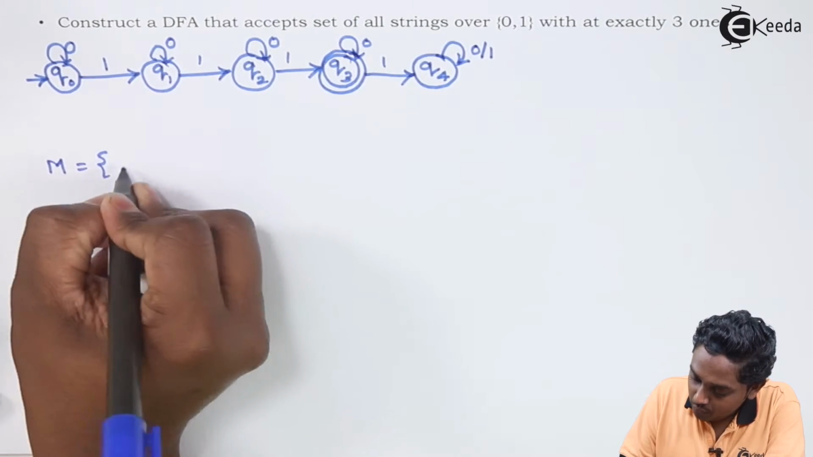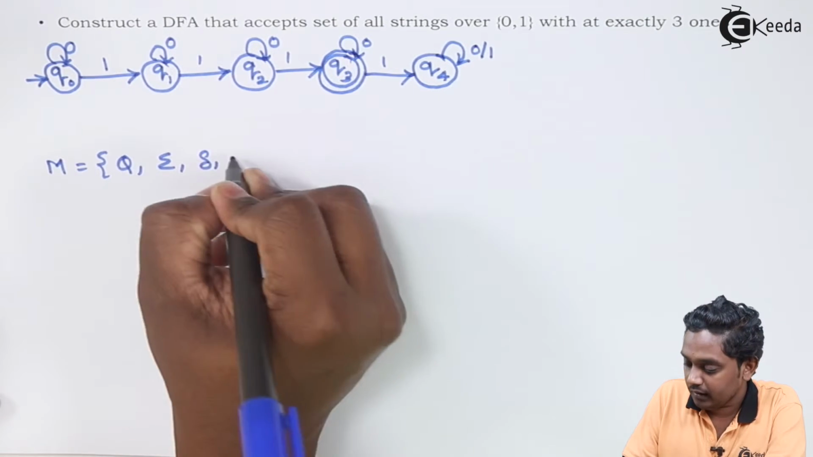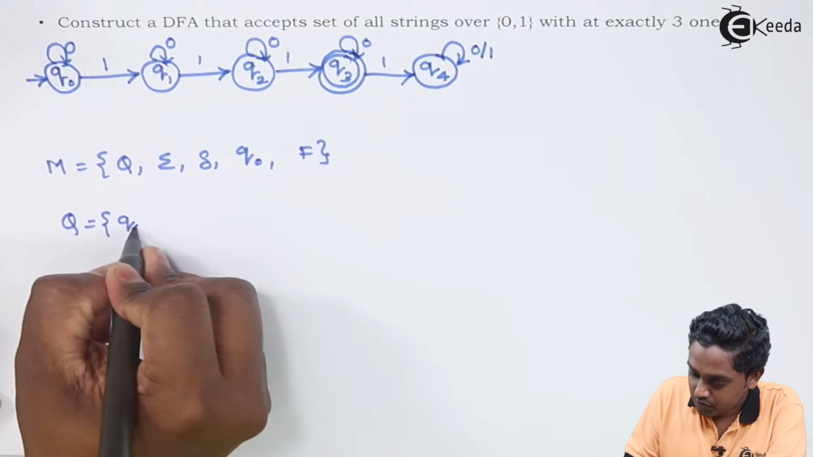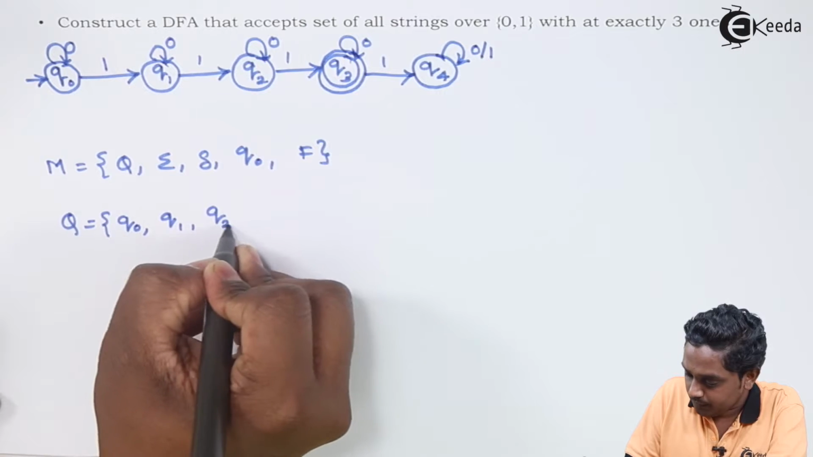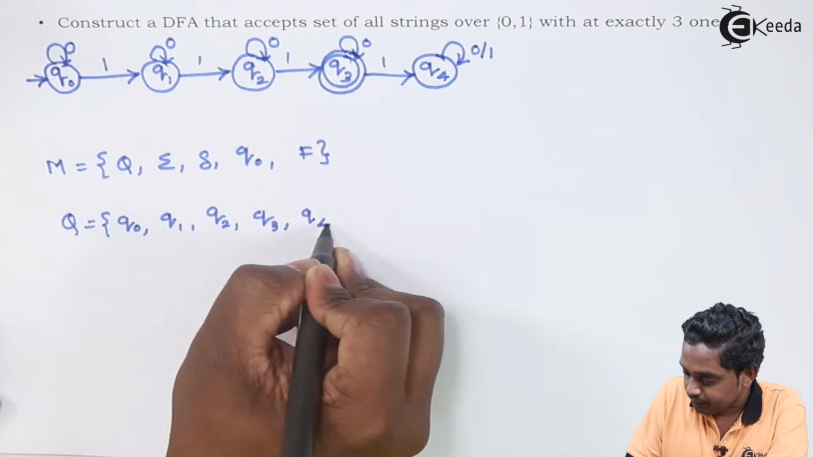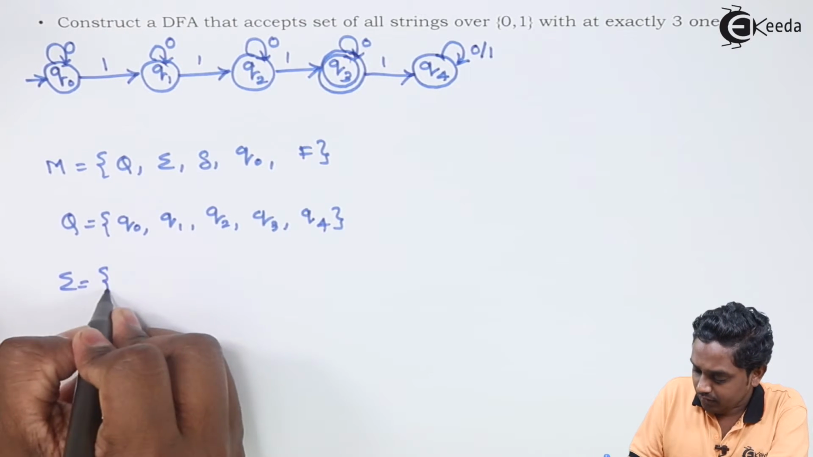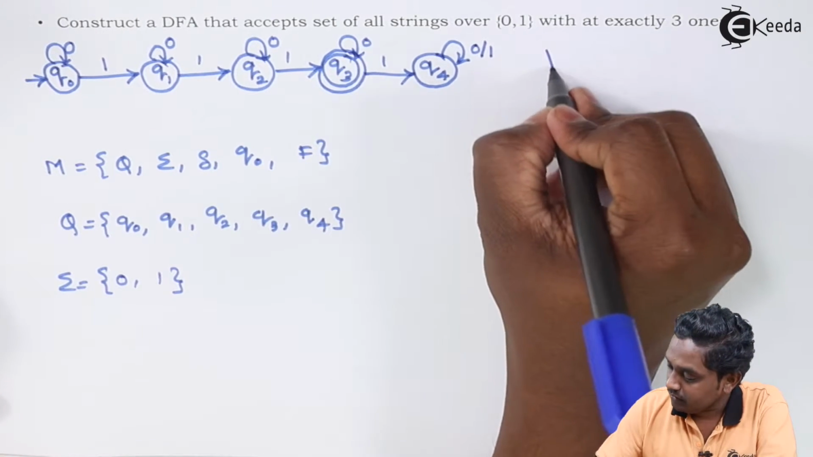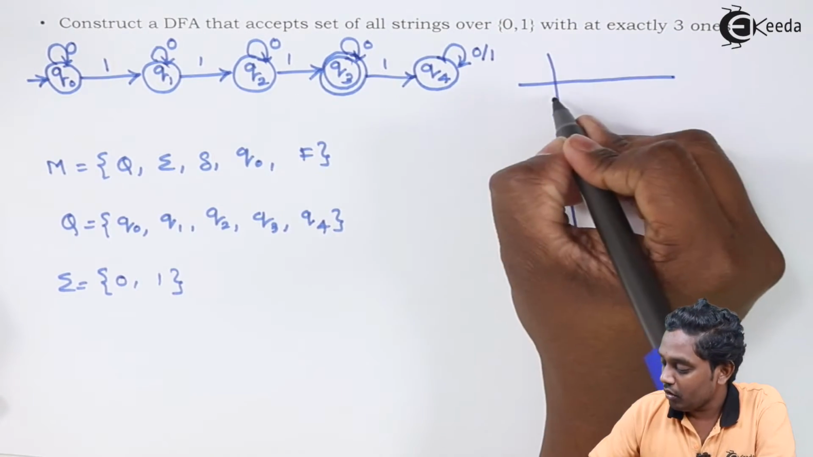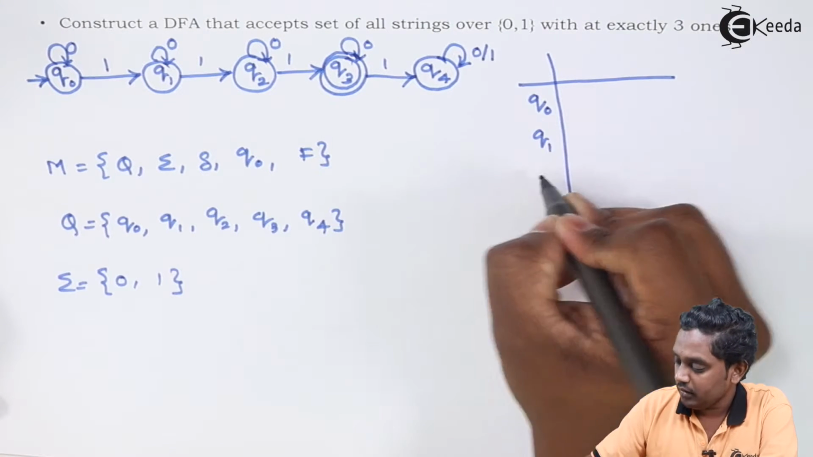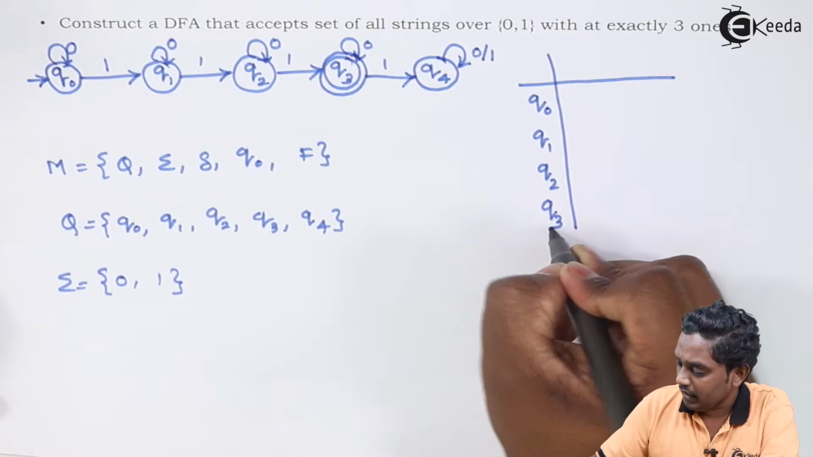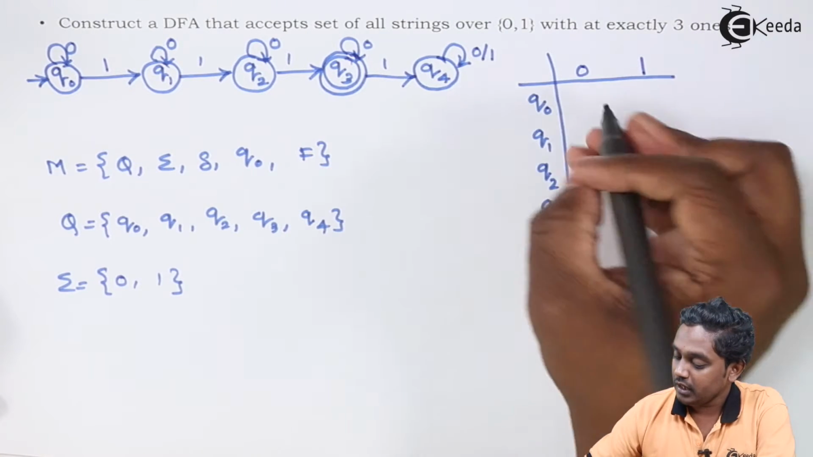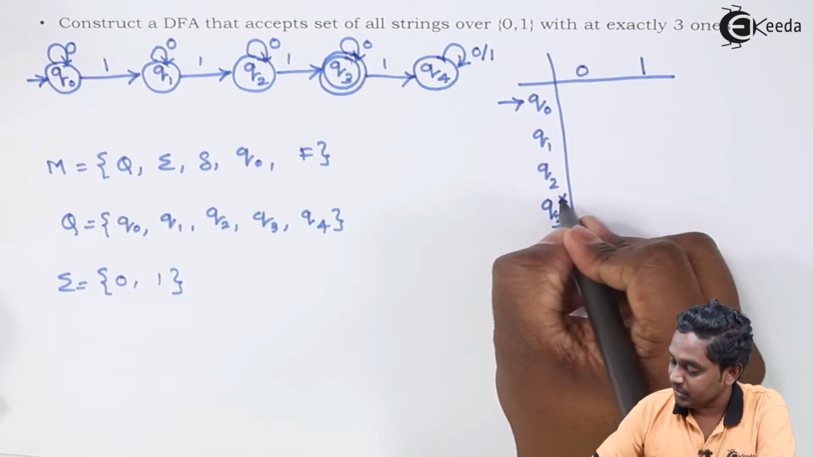Mathematically it is Q, sigma, delta, Q naught and F. Over here Q is the set of states, Q0, Q1, Q2, Q3 and Q4. Input alphabet set is 0 and 1. Let's try to draw delta in the table form, on Q0, Q1, Q2, Q3 and Q4 states, with input alphabet 0 and 1. Initial state is Q0 and final state is Q3.